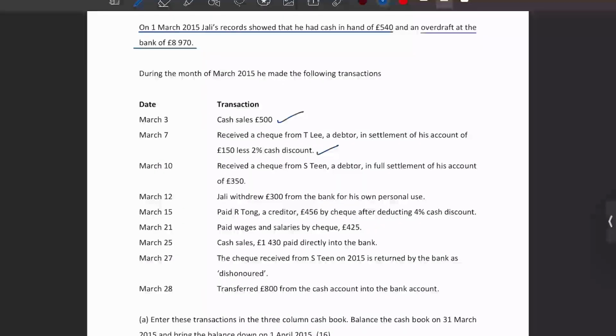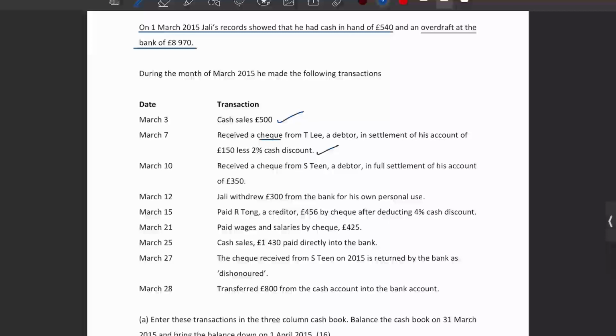Receive the check from TD. What do you mean by check? Which account? Bank account. When you receive a check, what will happen to money in the bank? Money in the bank will increase. If you pay by check, money in the bank will reduce. So here you are receiving a check, meaning money in your bank account will increase. So what will you do to bank account? Whenever it is increasing, always put it on the debit side. If it is reducing, on the credit side.